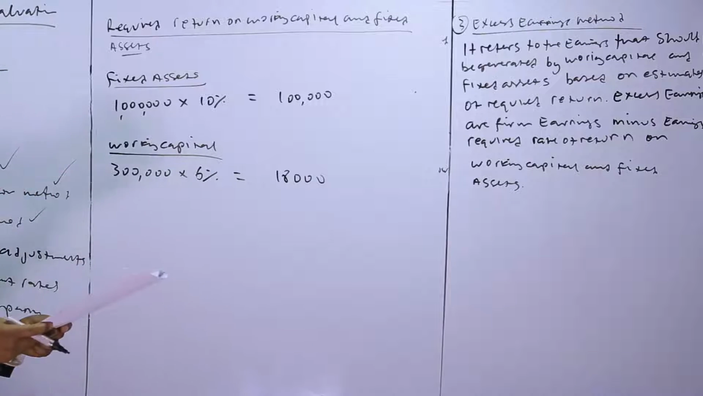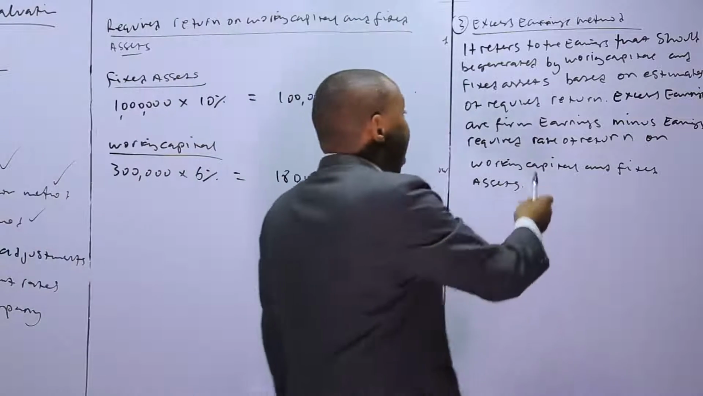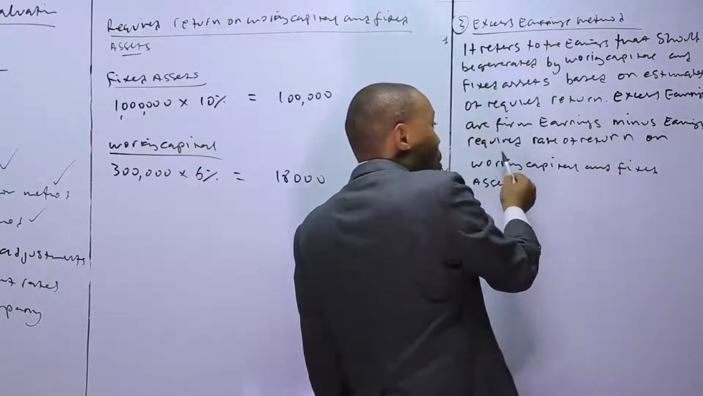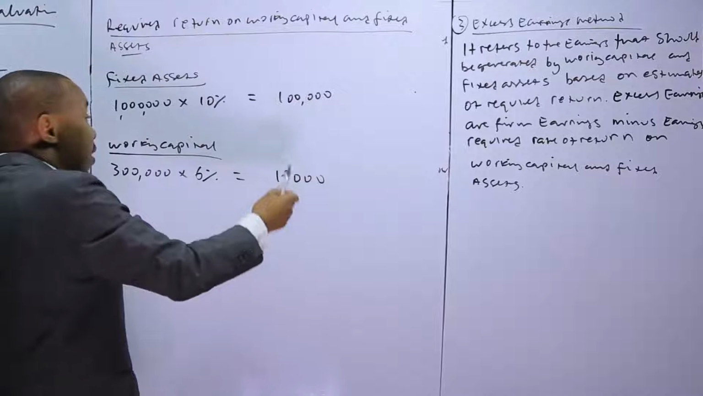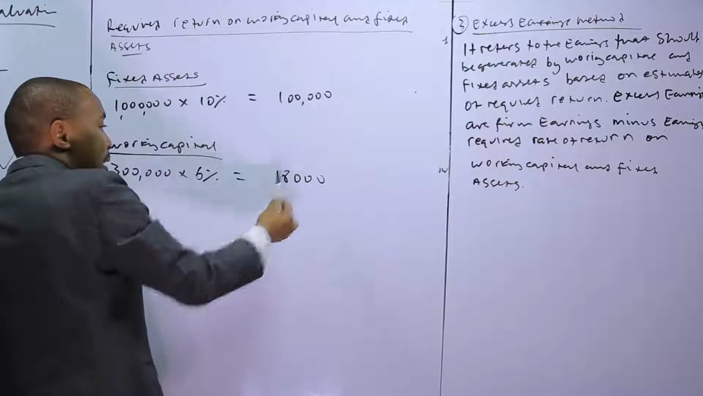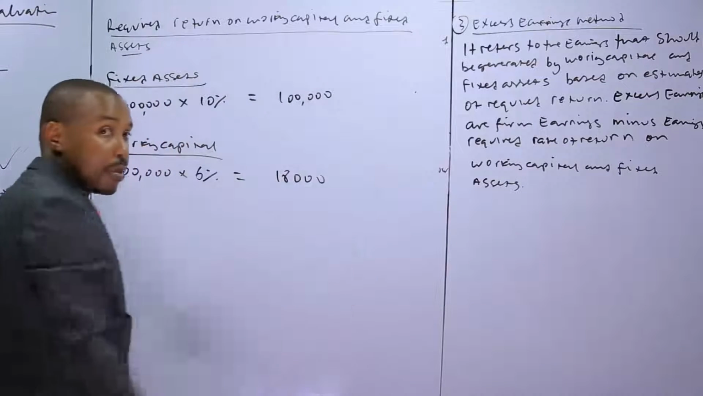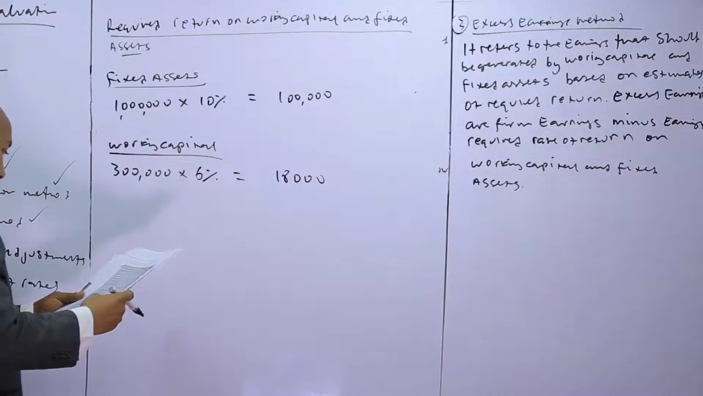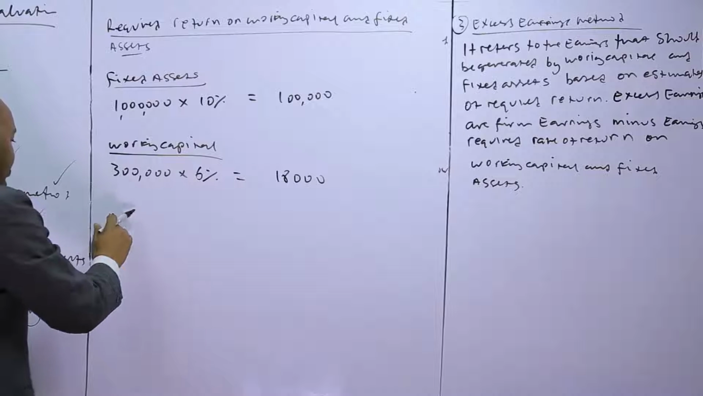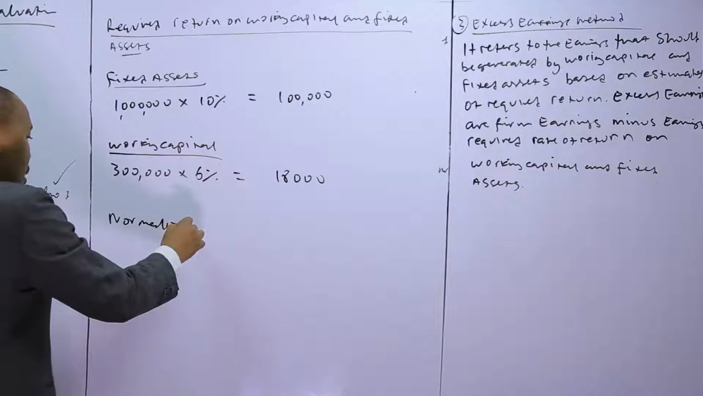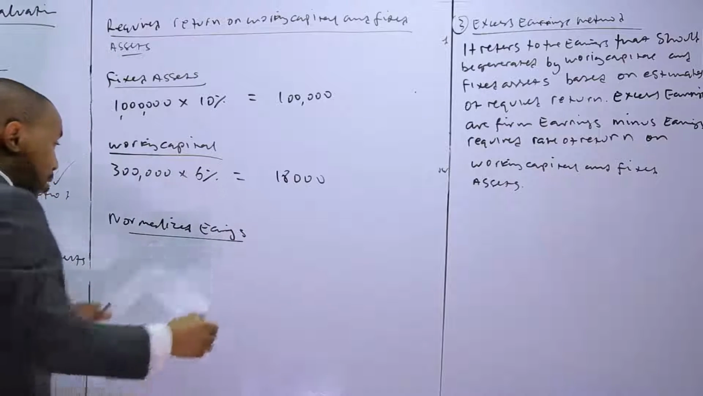We now need to calculate the excess earnings. The excess earnings, we said, are firm earnings minus the required rate of return on working capital and fixed assets. So we need to say the firm earnings minus 100,000 minus 18,000 so that we can be able to get the excess earnings. Remember, it is the excess earnings method that you're looking at. So we now need to identify the value of the normalized earnings. So normalized earnings like that, we've been given as 130,000.